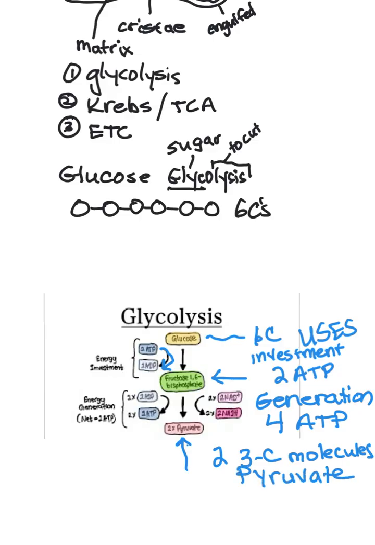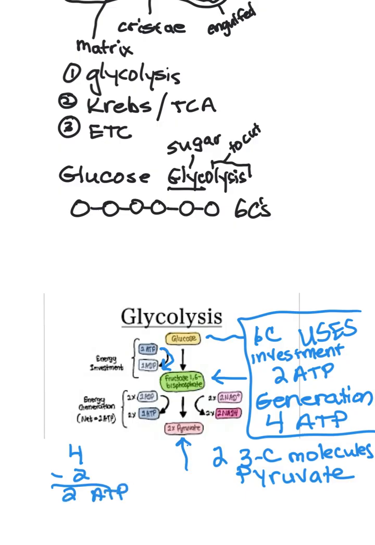All right, let's do some math. If I make a total of 4, but I use 2, what is my net ATP production in glycolysis? It is 2 ATP that are produced, and we call that net production.